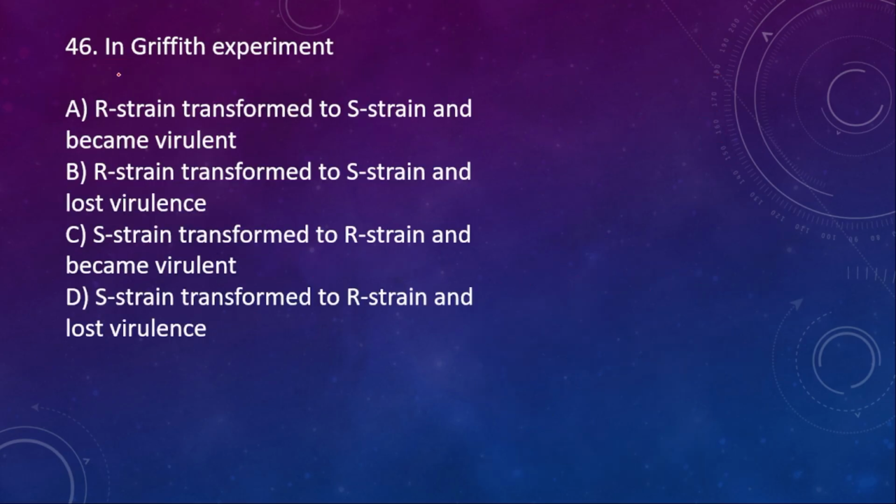Next, 46. In Griffith experiment, R strain transformed to S strain and became virulent. R strain transformed to S strain and lost virulence. S strain transformed to R strain and became virulent. S strain transformed to R strain and lost virulence. So here the right option is A itself. R strain transformed to S strain and became virulent.